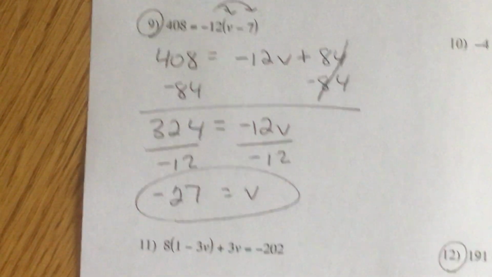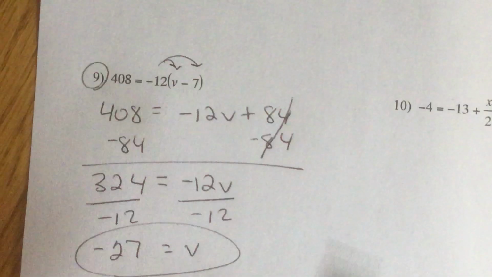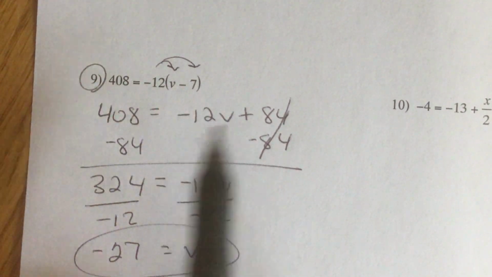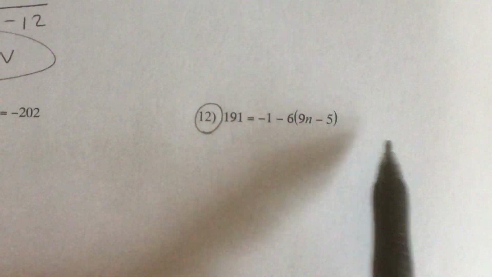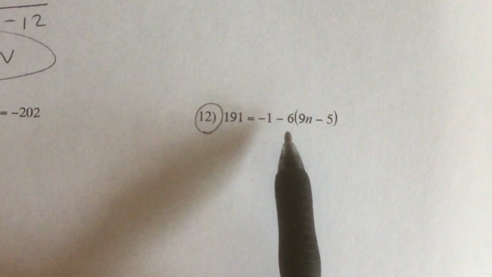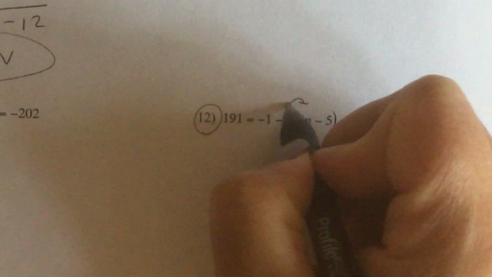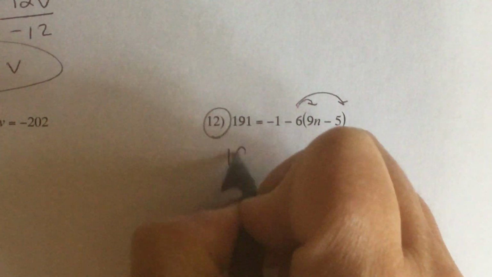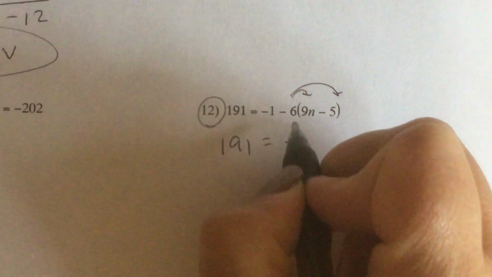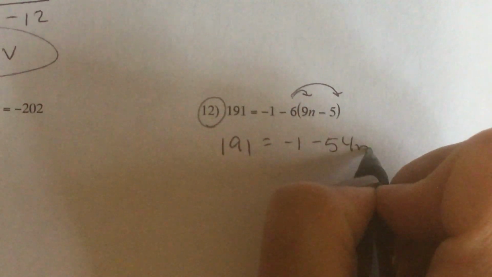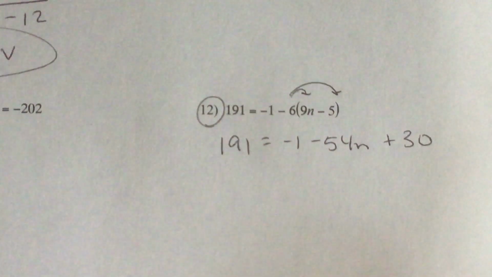Okay, so the next one is like I talked about. If the last one would have had a plus 5 on the end, you wouldn't be able to divide by negative 12 at the beginning. So this is like that. We have a negative 1 minus 6 times this. So we can't take the shortcut of dividing everything by negative 6. So I'm going to distribute that negative 6 through there. So the 191 is going to stay the same, and the negative 1 is going to stay the same, and then that's going to be minus 54n, and then plus 30, because I have a negative 6 and a negative 5. That makes a positive 30.